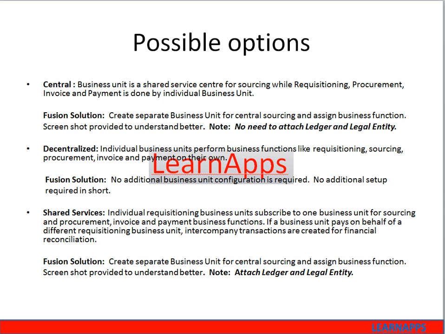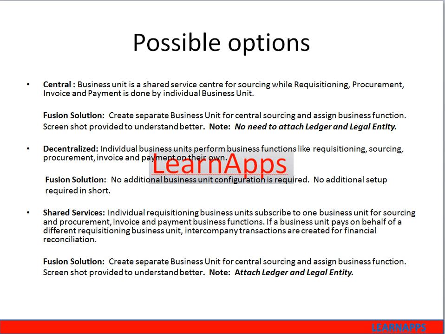The latest functionality in Fusion is that we can have central procurement activities, we can have decentralized procurement activities, and we can have a shared services model. It's very popular, as you all know, for multinational organizations, where they can have shared services at a place where it is cheaper to process. And central, let us go one by one.